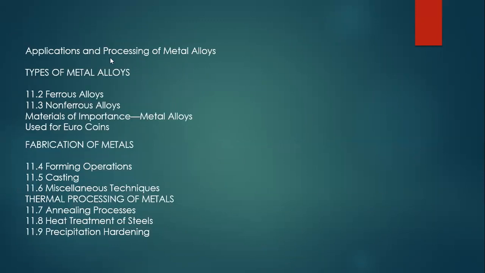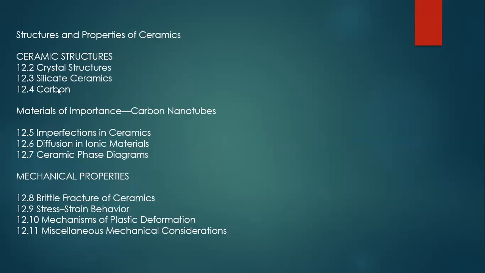Then we'll look at applications and processing of metal alloys. Under this topic, we'll look at the types of metal alloys and fabrication of metals. We'll continue by looking at structures and properties of ceramics, and we'll look at carbon nanotubes. We'll discuss mechanical properties. That's why we're going to look at the brittle fracture of ceramics, stress and strain behavior, and then we'll look at mechanisms of plastic deformation, and then miscellaneous mechanical considerations.